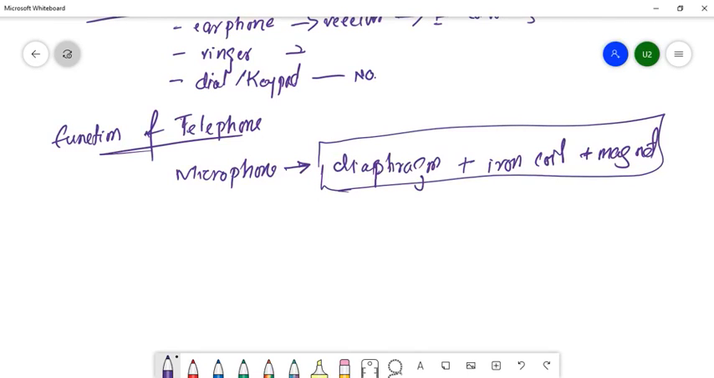When you speak into the mouthpiece or into the microphone, the sound energy in your voice makes the diaphragm vibrate.